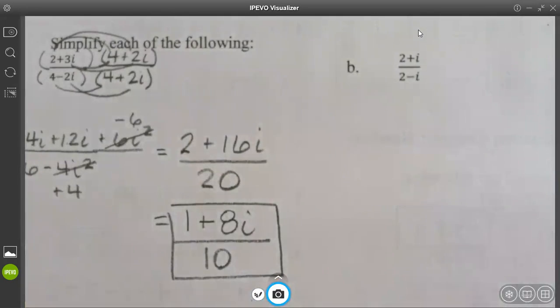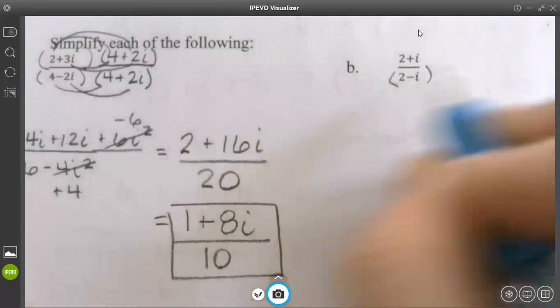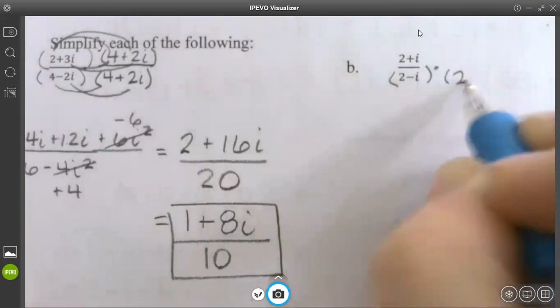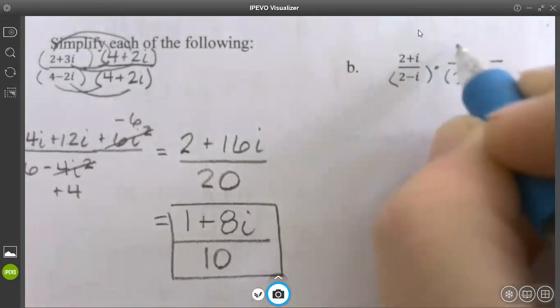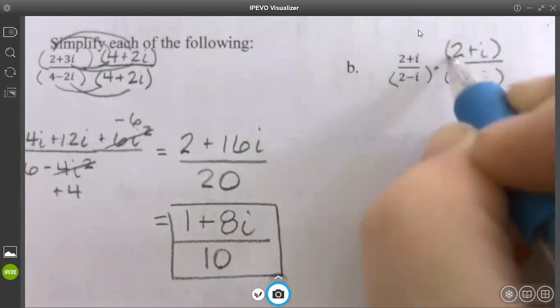Right. Same thing on the next one. How do I get this I out of the bottom? What's its conjugate? 2 plus I. What I do to the top, I have to do the bottom. What I do to the bottom, I have to do the top.